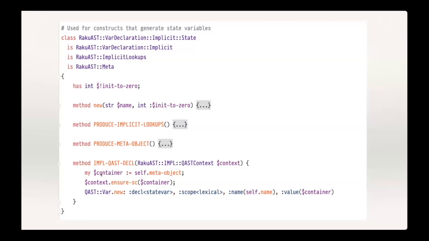And so you can see here we have the container that we got from the meta object. We ensure that it's available in the context. And then we declare a variable with that container as the value and the name that we were given in our constructor as the name attribute. So what does that actually look like? We'll see in a little bit some actual cast.